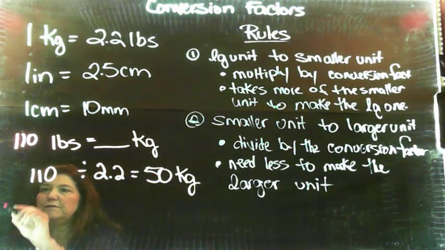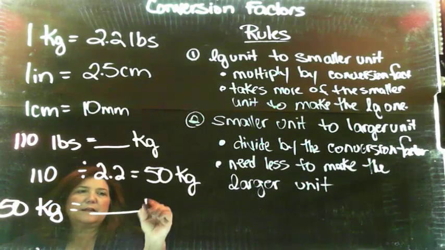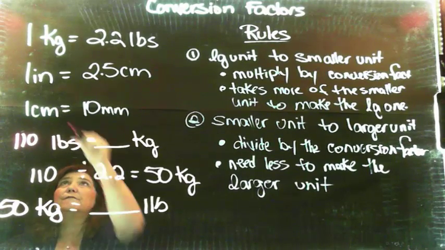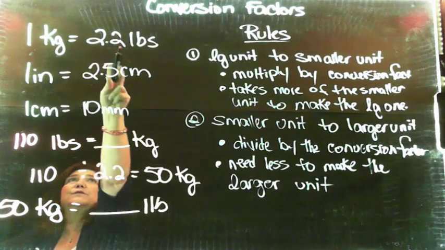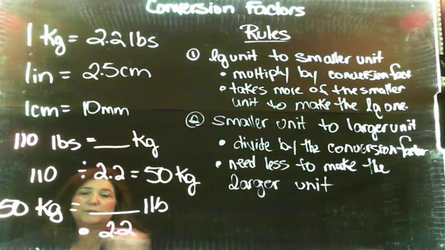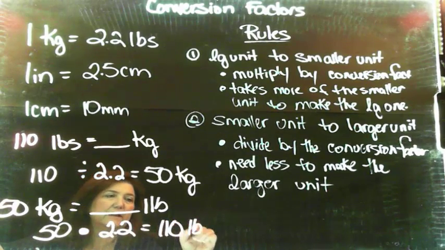Now to go backwards, we can do this. If I'm going to start with 50 kilos, and I need to know how many pounds that is, I can look at this and say that I'm going from a larger unit to a smaller unit. I need more of my smaller unit, so I'm going to multiply then by the 2.2. So 50 times 2.2 equals 110 pounds.